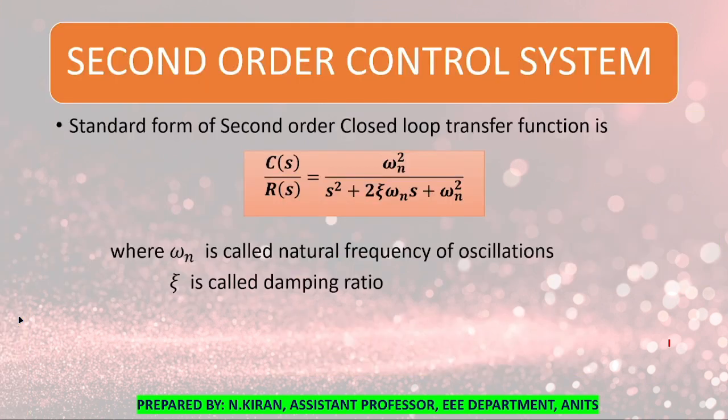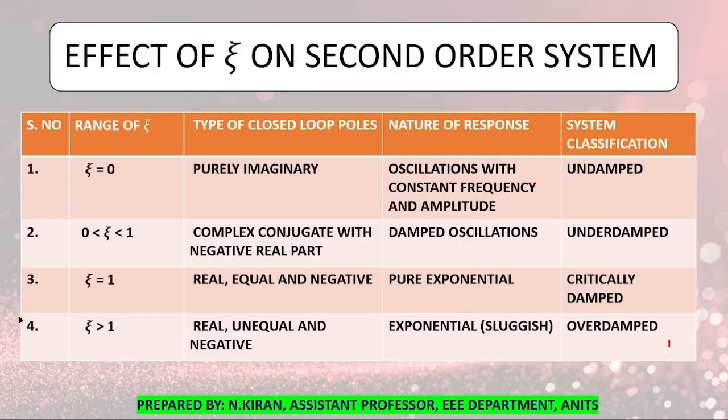Now coming to second order control system. This is the standard form of the second order closed loop transfer function, C(s)/R(s) = omega n square by s square plus 2 zeta omega n into s plus omega n square, where omega n is the natural frequency of oscillation and zeta is the damping ratio. According to the range of zeta, we classify various second order control systems.